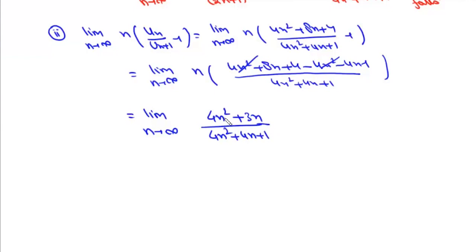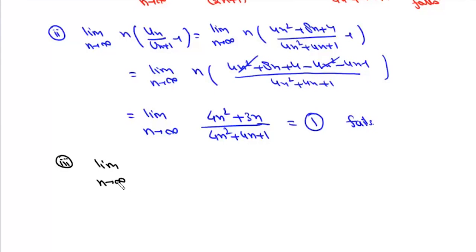Now here the degree in the numerator is 2 and in the denominator is also 2. So the value of this limit is 4 by 4, which is 1. That means this Raabe test also fails. So now we have to use De Morgan's and Bertrand's test. Now here we will find this limit.